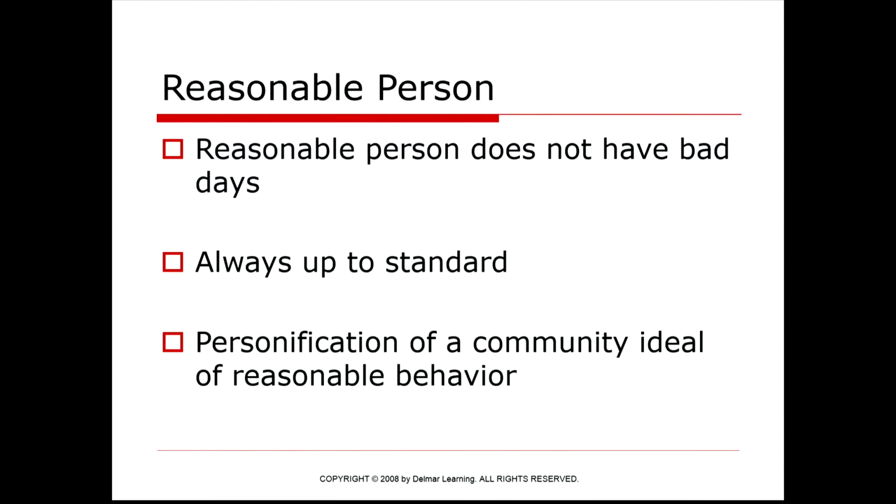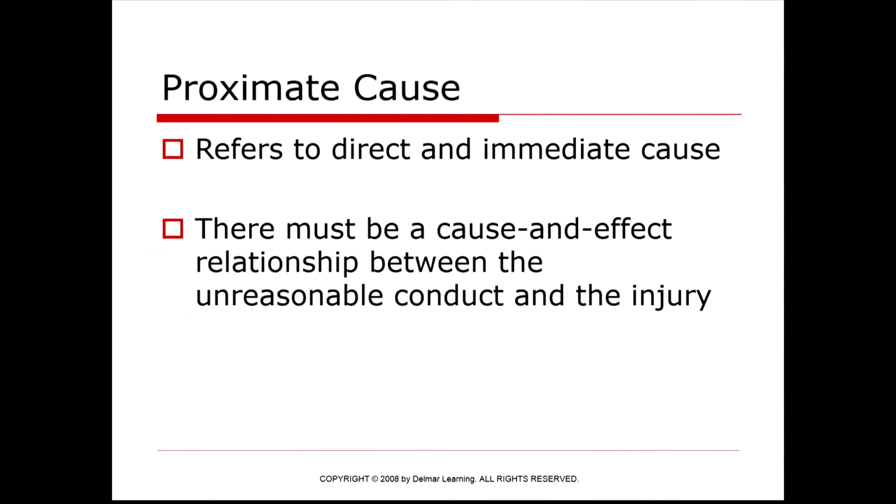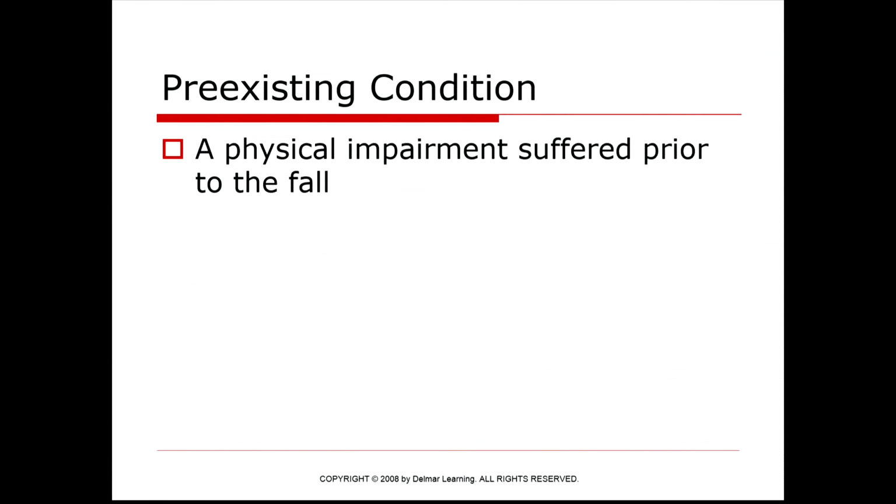So let's go on to what a reasonable person is. A reasonable person does not have bad days, is always up to standard, and they always act with reasonable behavior. Proximate cause refers to the direct and immediate cause, meaning whatever they chose not to be reasonable about, that was what caused the injury. And in reference to a pre-existing condition, a physical impairment suffered prior to the fall, that basically means that if the plaintiff had an impairment that caused them to be injured, then it really wasn't the defendant's fault.